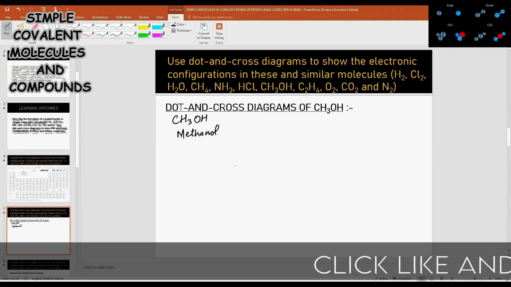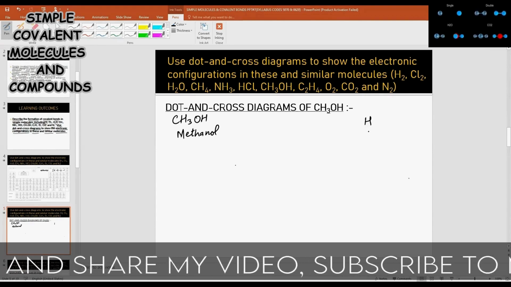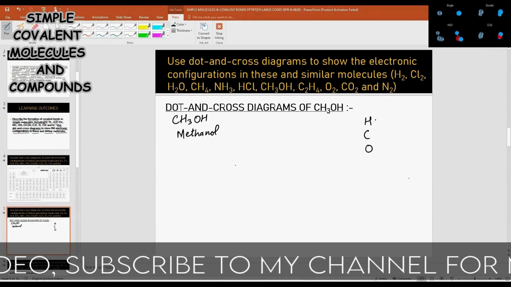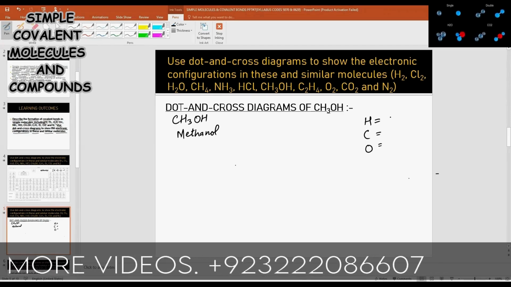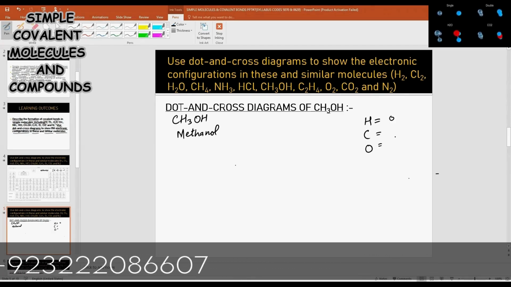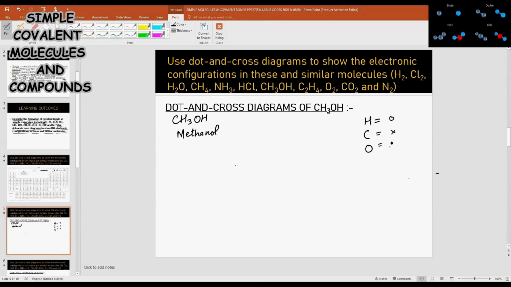First, I will show the key on right hand side. You have hydrogen, carbon, and oxygen. So I'm using blank dot for hydrogen, cross for carbon, and dot for oxygen. First of all, I will draw the dot and cross diagram. Then I will show you the display formula of this molecule.